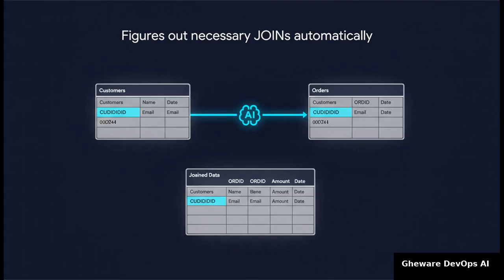And again, here's the best part. You don't need to worry about any of that. The AI, with the help of the MCP server, understands the relationships between your tables. It looks at the schema, it figures out the necessary joins, and it builds the correct query to get you the answer. It handles all that complexity so you can just focus on the question.